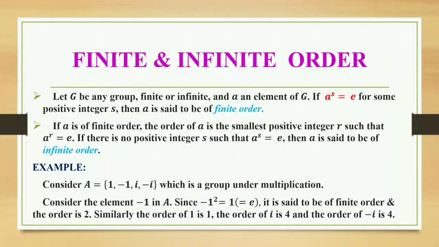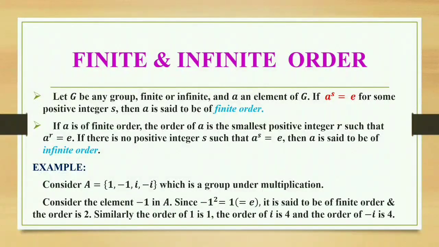Finite and infinite order. We consider a group G and an element a belongs to G. The group G can be either finite or infinite. Then the element a is said to be of finite order if a satisfies the property a power s is equal to e, where e is the identity element, for some positive integer s. If there is no positive integer s such that a power s is equal to e, then a is said to be of infinite order. If a is of finite order, the order of a is the smallest positive integer r such that a power r is equal to e.